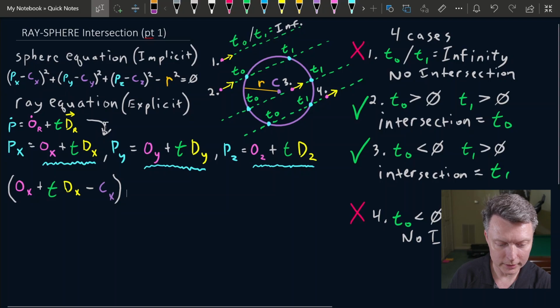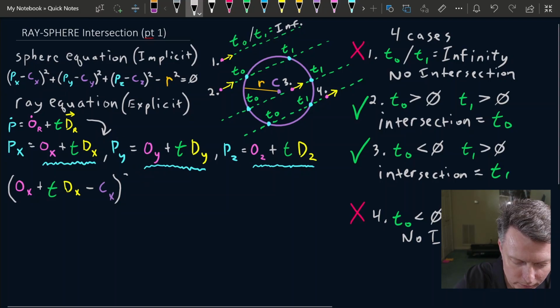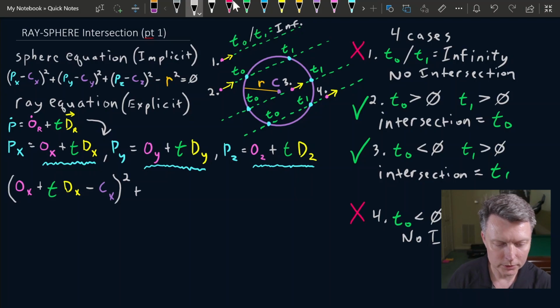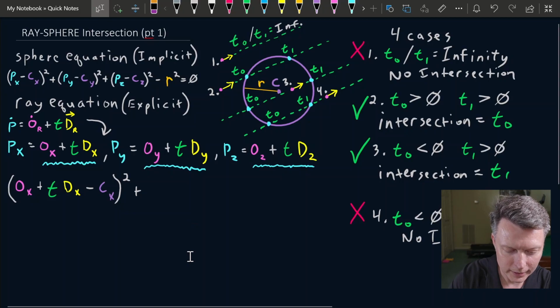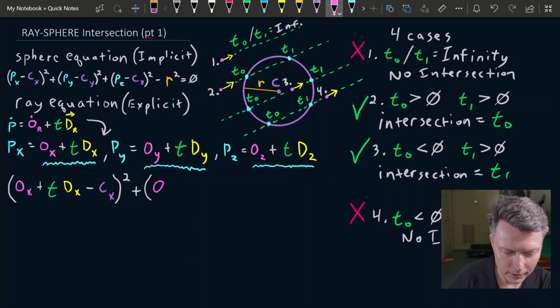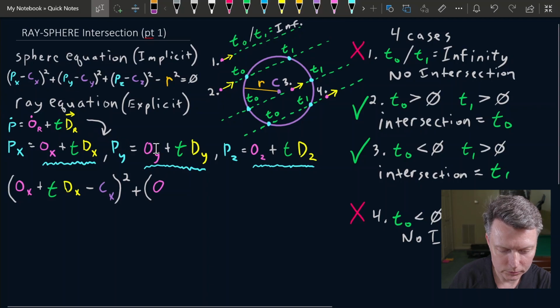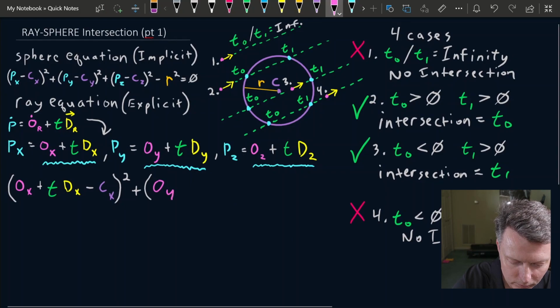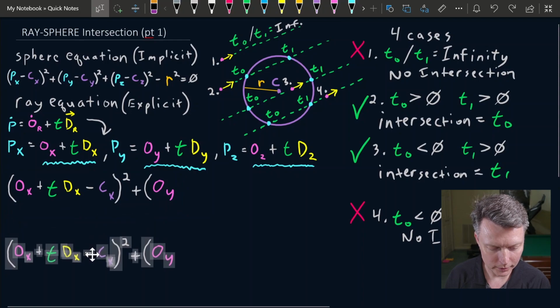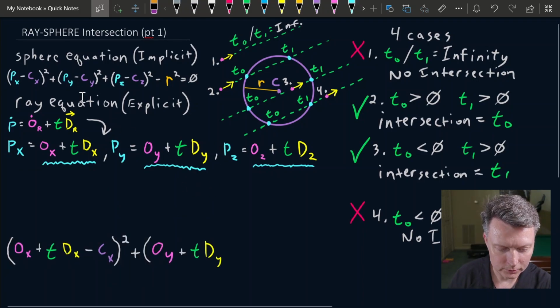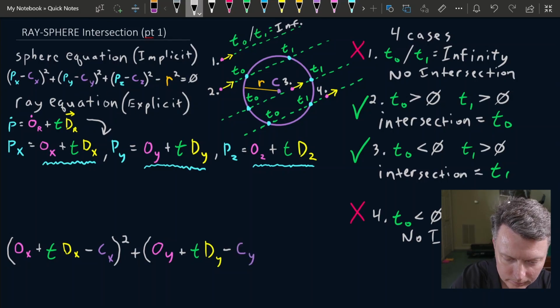Now comes a squared exponent here, so we have to square all that, plus, and all we do is do the same thing for y, and then the same thing for z. So let's write all that out. So py right here is equal to oy plus t dy. So I'm going to write that. Oy. I'm going to move all this down here because it's going to get quite long. And now continuing on, it says minus cy. So I'll go ahead and put that in there. And all of that is squared.